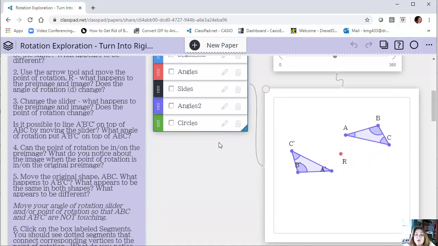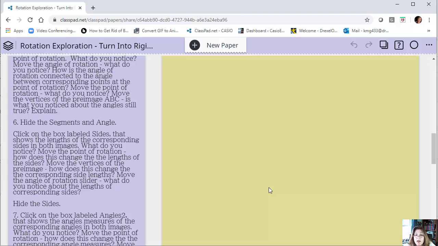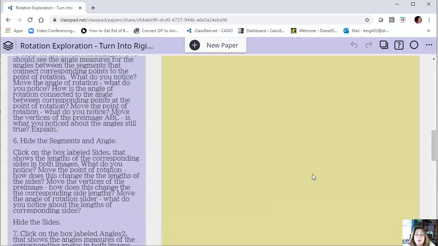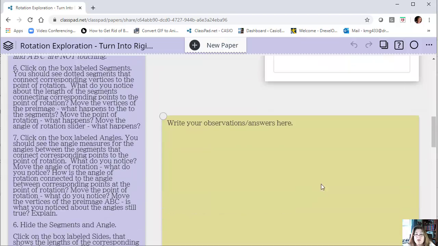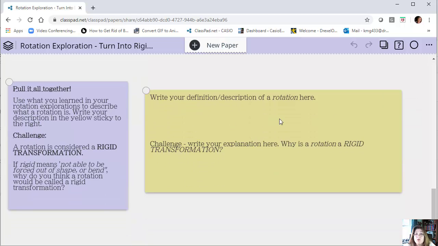As they're doing this, they are writing down all of their observations here and basically coming up with a comparison, a list of attributes that they've noticed about rotations. And from this, they're then going to come up with their own definition or description of a rotation. What does a rotation do? What are things that happen when you have a rotation? Those types of things. And at the very end, we're going to ask them to explain why they think a rotation is called a rigid transformation.